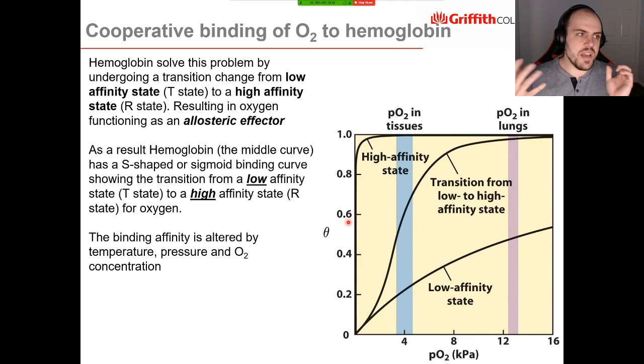Because here's the issue. If we say, no, we want a high binding affinity, that's great if we're in the lungs, yeah? A high binding affinity means when it's in the lungs, it's scooping up those oxygen molecules left, right, and center. It's having a great time. The problem is when it gets to the tissues. Because if it has a high binding affinity, when we move to the tissues and it's time to deliver that, the molecule's not going to want to let it go.